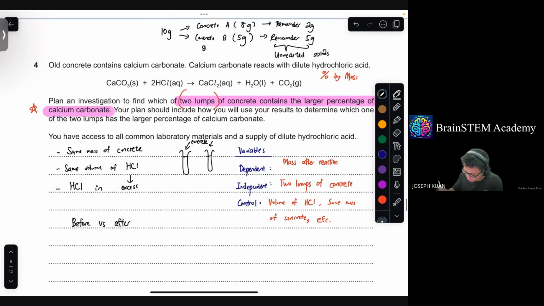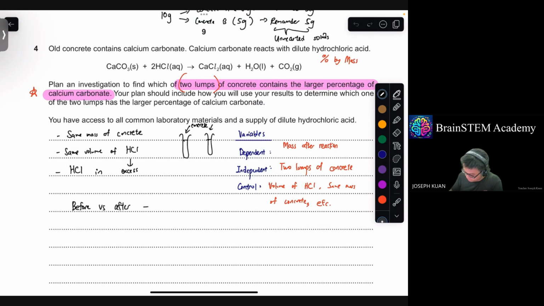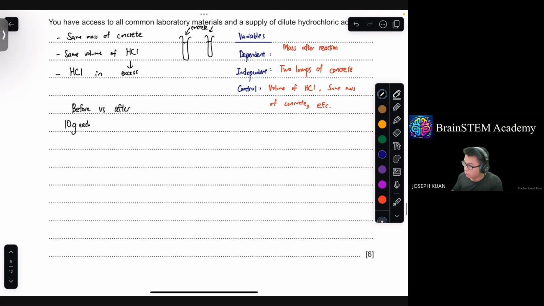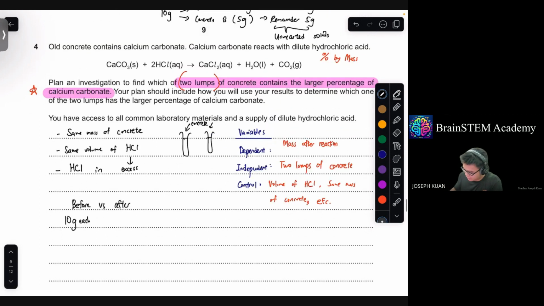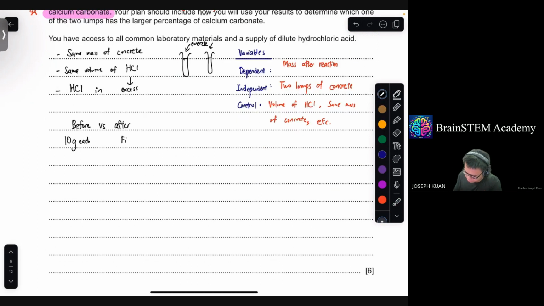All right, so before, you measure 10 grams each, and then after, you are essentially dissolving in acid, right? So you need to take out the remainder. How do you do that? Separate the solid from the aqueous solution by filtration, followed by washing and drying the residue. And then next you can weigh, right? You can measure the mass of the residue.